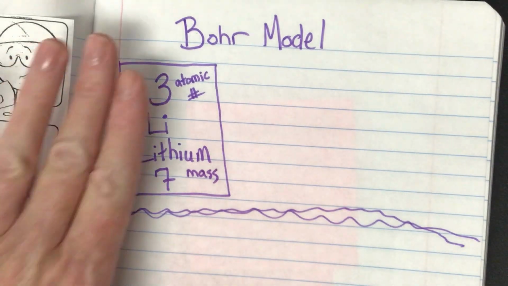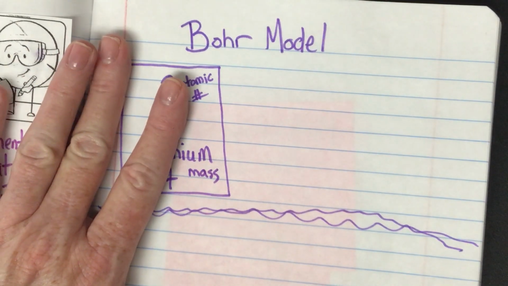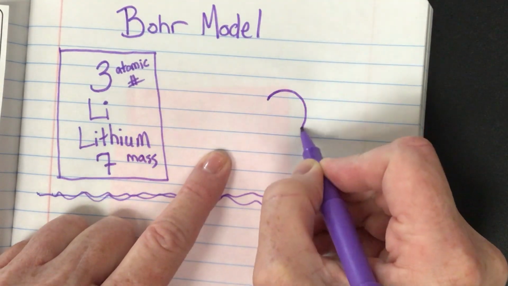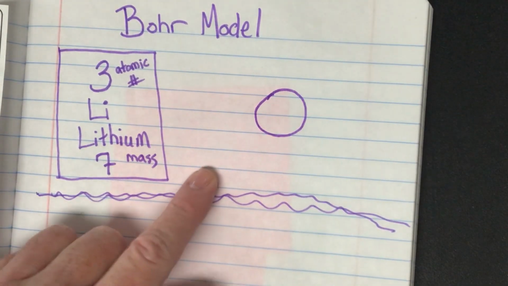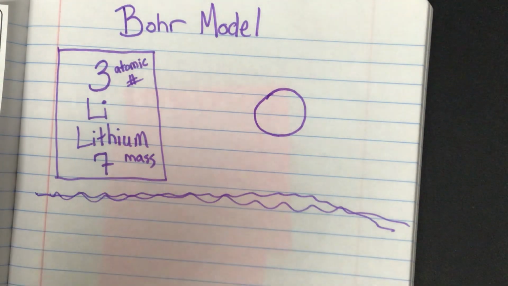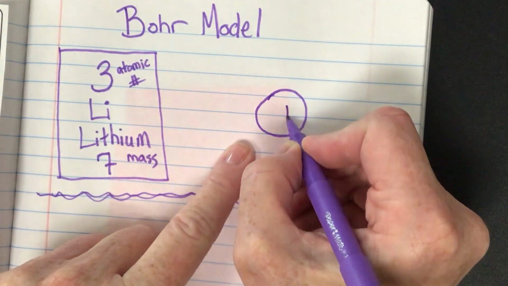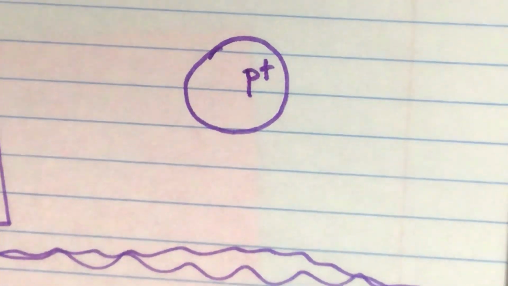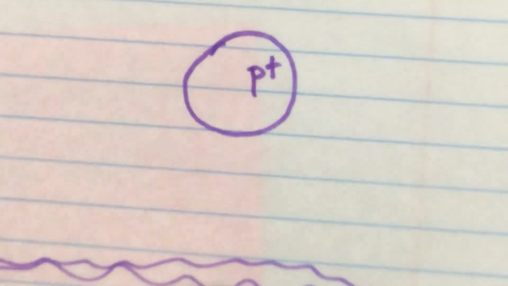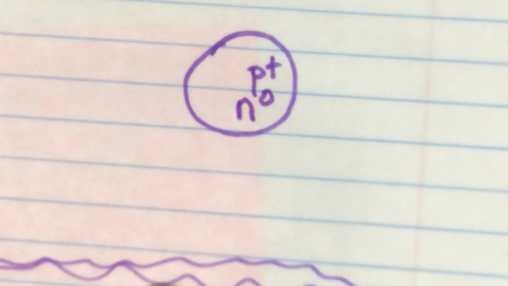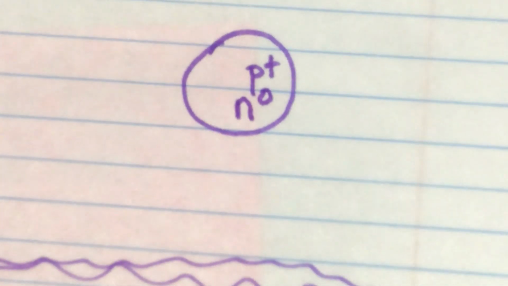Okay, we're going to use this information to draw our first Bohr model. All right, we're going to draw a nucleus. This is the center of the atom, and inside that nucleus are going to be protons. And we put a plus here because the protons are positively charged. And then hanging out inside the nucleus is a neutron. That's a 0, meaning there's no charge whatsoever.